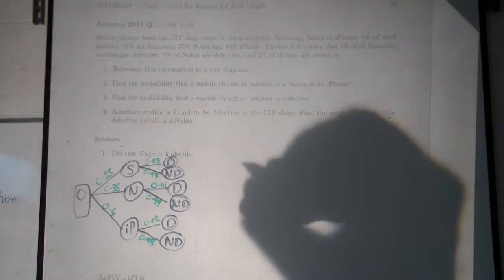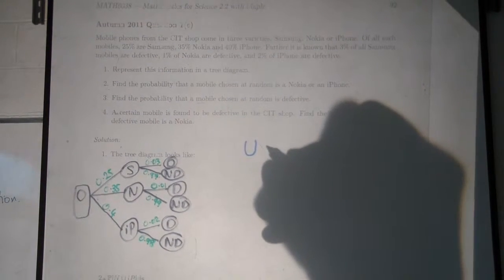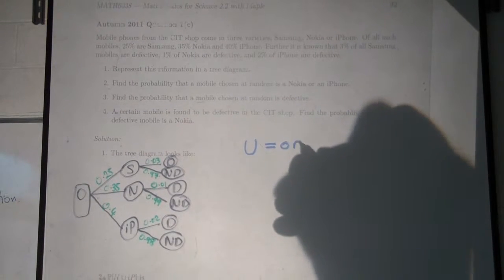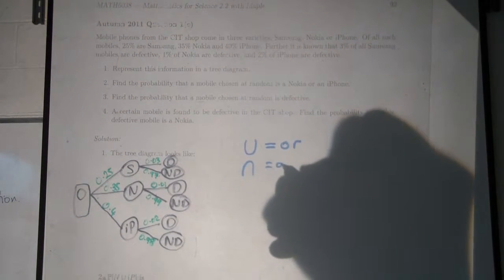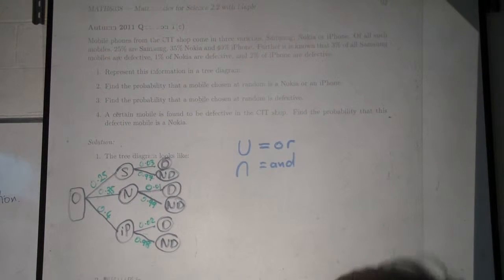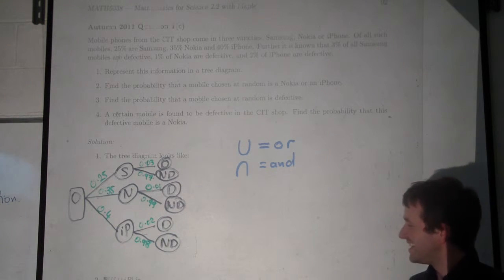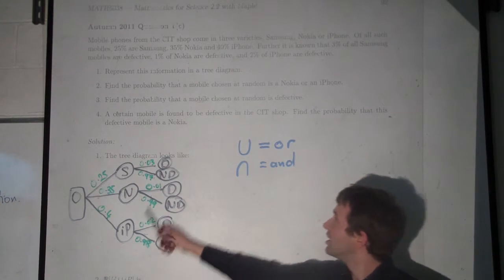No. One thing useful for the Boolean logic, now I'll try and write and or all the time, but you might see this U in my notes. This is the same as or, and this N is the same as and. It doesn't even matter what it's connected with. So this here is or.